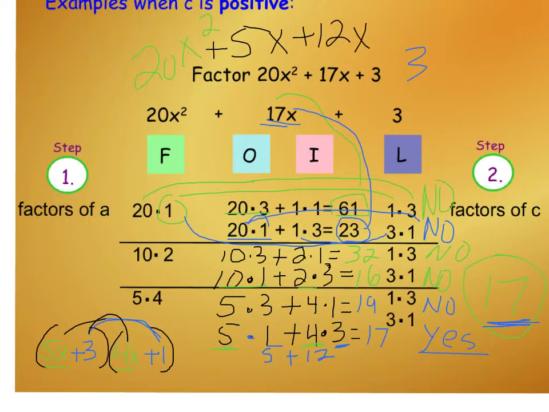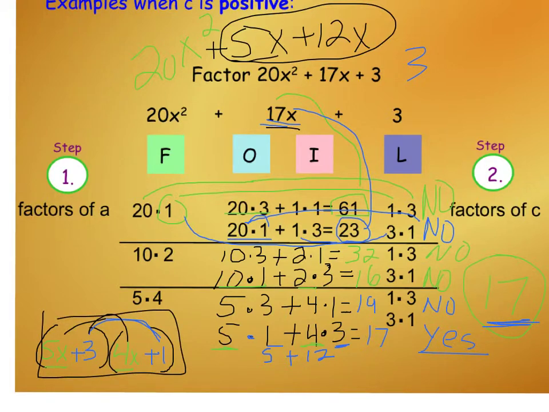Now look at the middle terms here. 5x plus 12x is 17x. So this works. Notice I did have to switch and put the 3 over on this side and the 1 on this side to make sure it worked. So you always need to check.